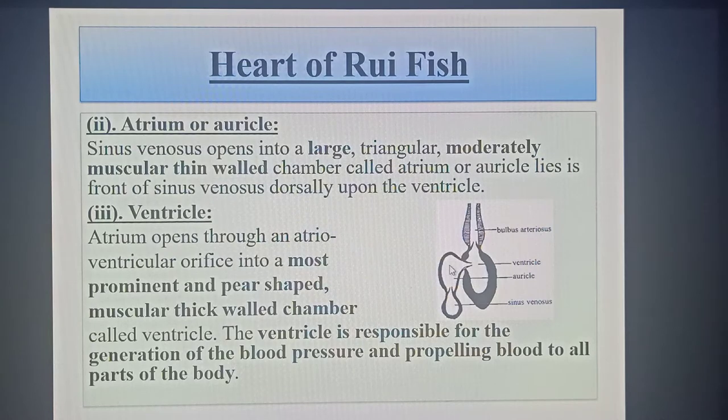The sinus venosus opens into a large triangular, moderately muscular, thin-walled chamber called the atrium or auricle, that lies in front of the sinus venosus dorsally upon the ventricle. Then the ventricle is the most prominent pear-shaped, thick-walled chamber. The ventricle is responsible for generation of blood pressure and propelling blood to all parts of the body. The atrium opens into the ventricle through an opening, and the name of this opening is the atrioventricular orifice.